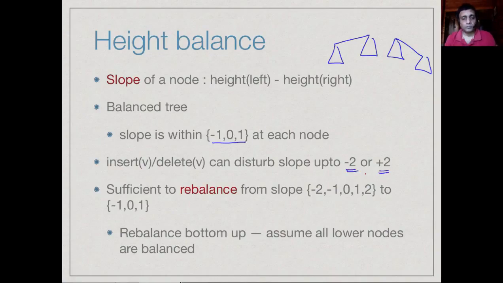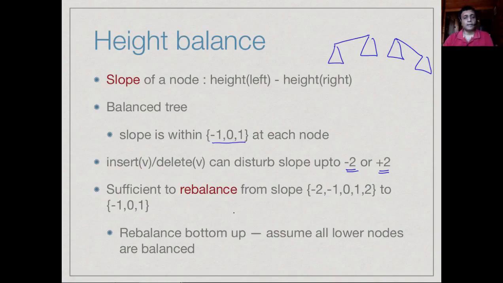So the new slope after a single insert or a single delete can be at most minus 2 or plus 2. What we will endeavor to do is that whenever we do an insert or a delete, we'll immediately try to rebalance the tree. So we will have a single disturbance to minus 2 or plus 2. It will never become very badly unbalanced, and we will immediately restore the balance to within minus 1 to plus 1. So we will do this rebalancing.